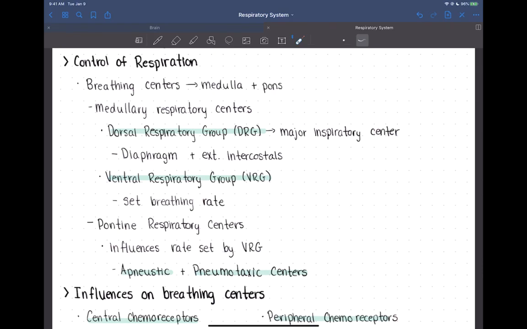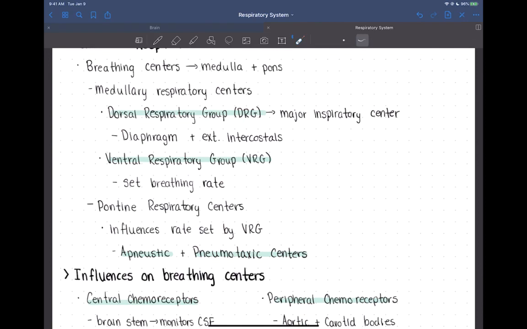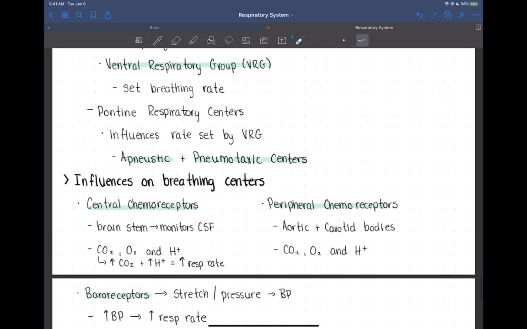And then the second part of our medullary respiratory centers is the ventral respiratory group, the VRG. They're going to take that activation of those muscles and they're going to set the rate. So they set that normal breathing rate, the 12 to 15 breaths per minute that's normal. So these two together kind of set normal breathing patterns. That's in the medulla. And then we can talk about the pontine respiratory center.